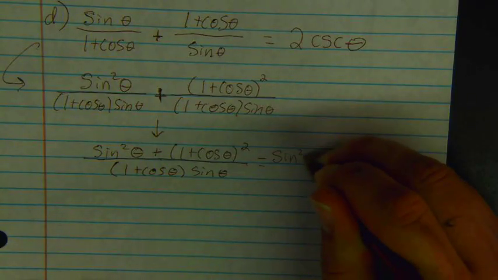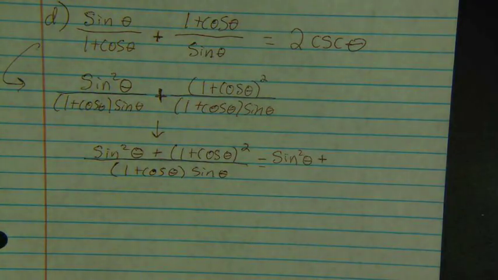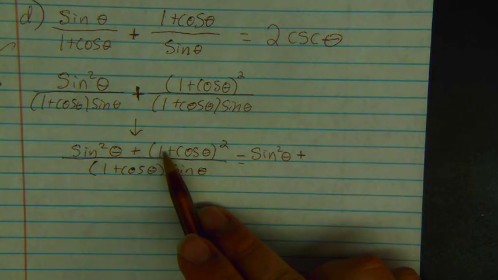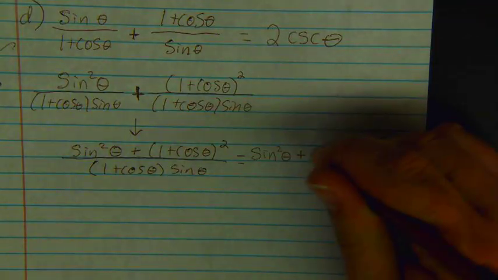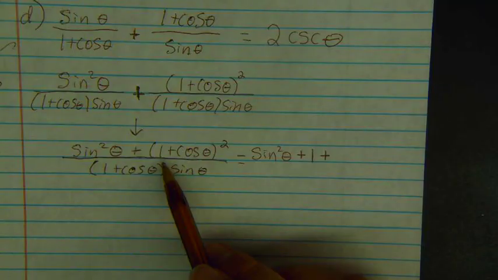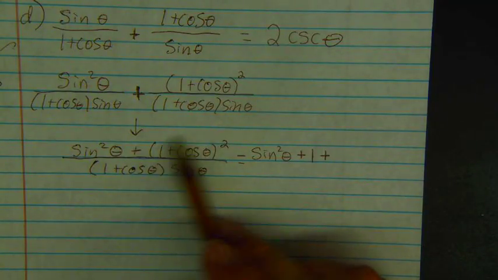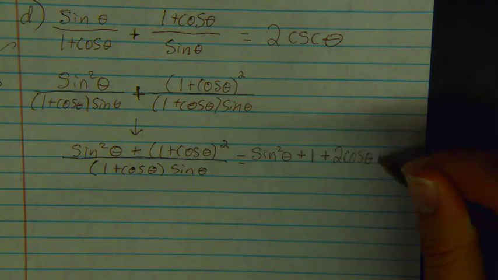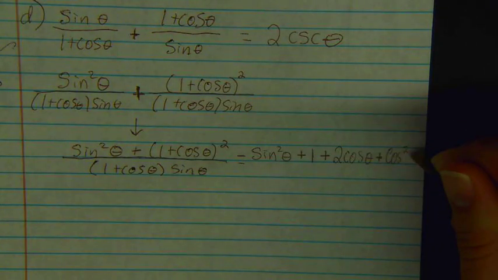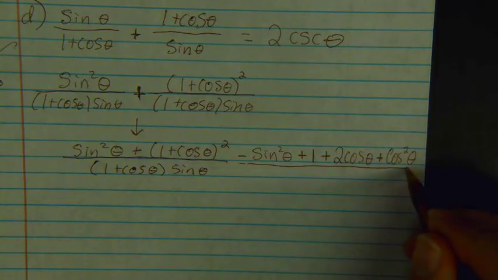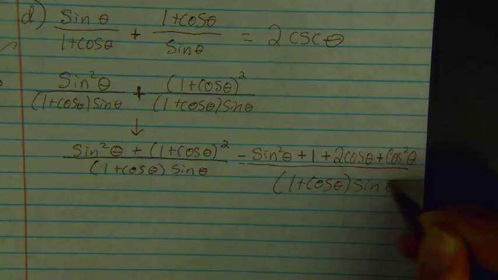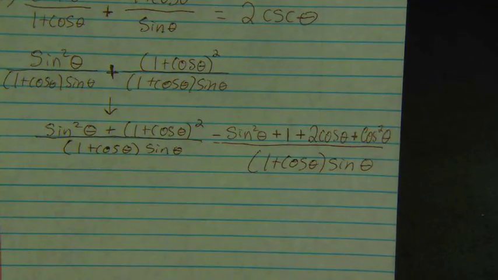Keep this sine squared theta plus, all right, try to FOIL this out. 1 plus cosine times 1 plus cosine is 1 plus 2 cosine theta plus, and then cosine times cosine is cosine squared theta. And keep the bottom the same for now.